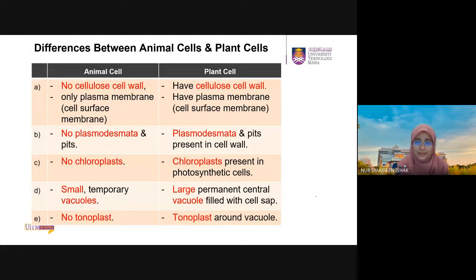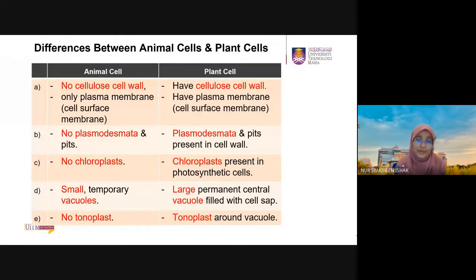For plant cell, the size is larger, due to the presence of the central vacuole, which is to store cell sap. Okay, so cell sap, dia ada banyak lagi molekul dalam tu kan. And then the function of it is also to store water within the cell.